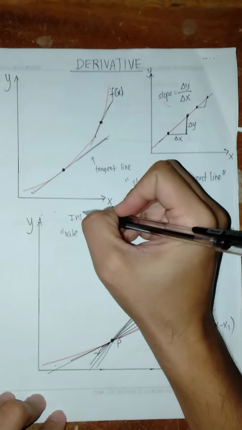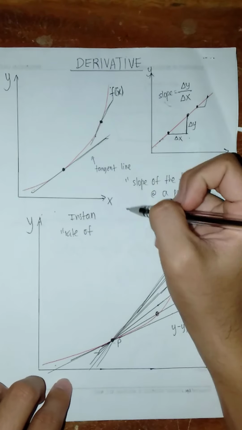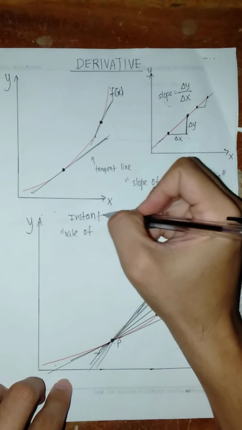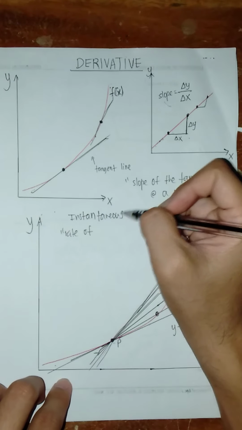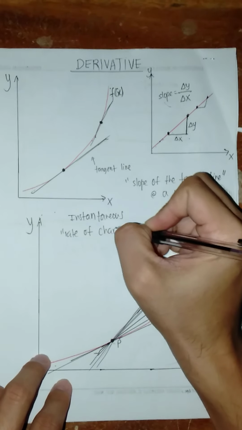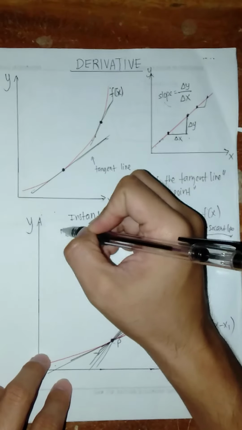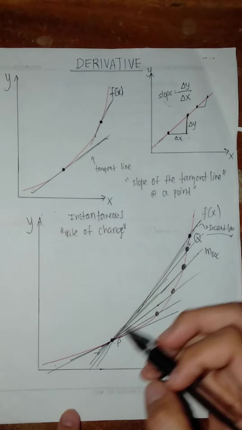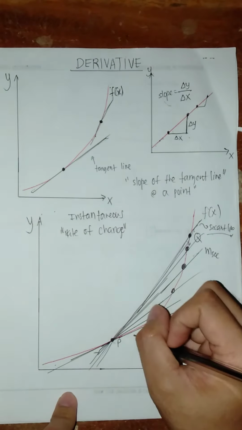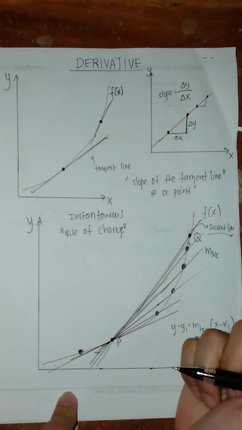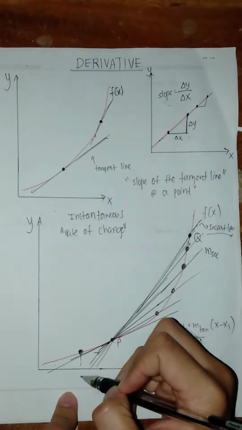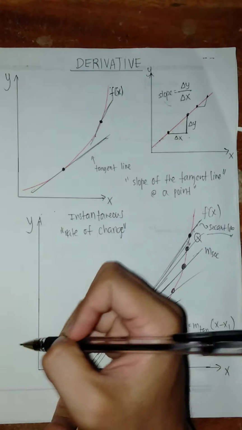Instantaneous, instantaneous, pa-check na lang ng spelling, instantaneous. Ayan, rate of change, or the instantaneous rate of change. What if I want to find out the slope at a specific point? Diba, dito sa point na to, biglaan, gusto ko malaman ano yung x value niyan at ano yung y value.